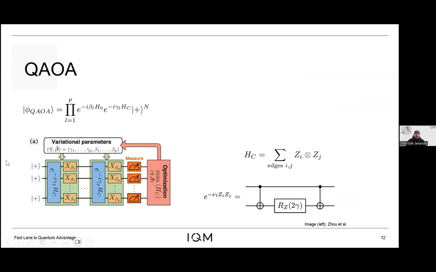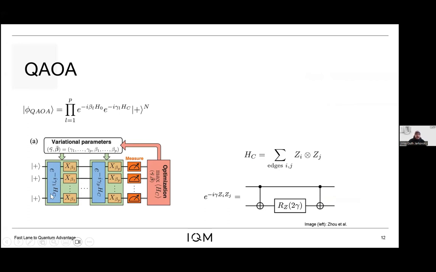So the QAOA circuit looks exactly like what I described before. We start with the plus state, and then we alternate this time evolution with the two Hamiltonians, with these two parameters, beta and gamma. As a quantum circuit, now finally on a quantum computer, it would look exactly like this. So you start with pluses, and then you have these layers, these green boxes. You can have several of them. Typically, the number of layers that you use is called P.